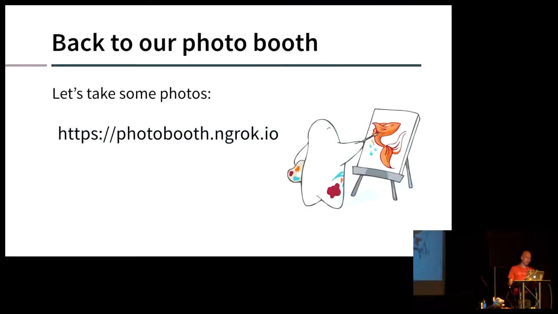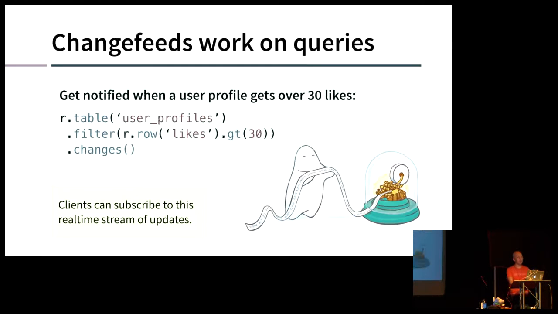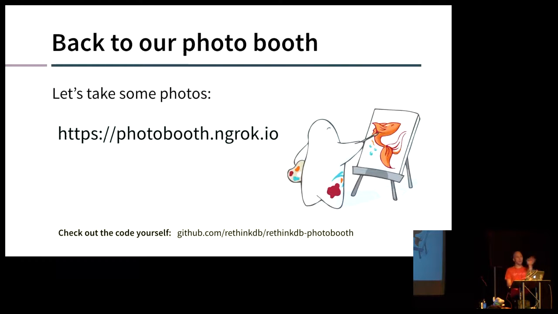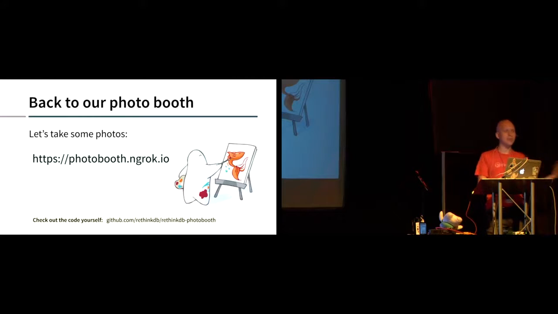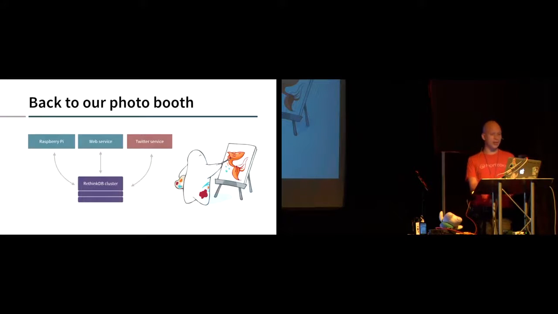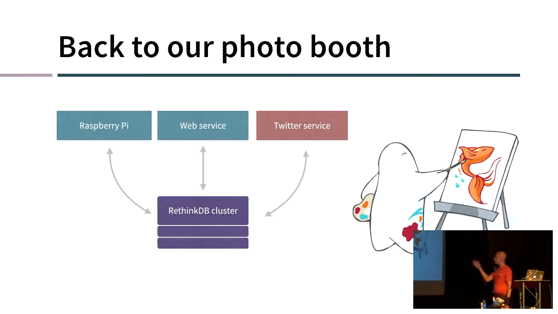You can go on GitHub to check out the code yourself if you want to. Come find me later, and I'll give you a little URL to look it up. It's a good example of using RethinkDB in a more complex environment. This is what it looks like, our same diagram from before. We have three stateless services: the Raspberry Pi, our web service for the web front end, and the Twitter service that tweets whenever new photos are available. And all these are just talking to the RethinkDB cluster.